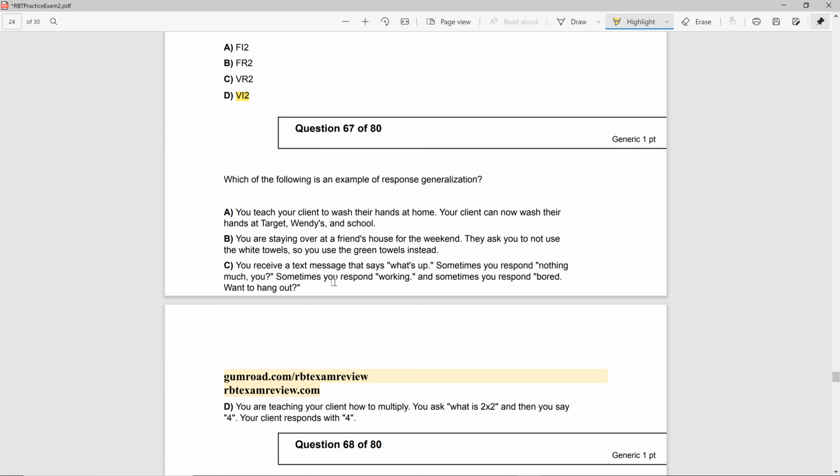C, you receive a text message that says, what's up? Sometimes you respond nothing much. Sometimes you respond working. Sometimes you respond bored, want to hang out? All right, are we looking at one response or multiple responses? Well, we have nothing much, we have working, and then bored, want to hang out. So multiple responses. How many stimuli? We have received a text message that says, what's up? One stimulus. So therefore, one stimulus, multiple responses. That is textbook response generalization.